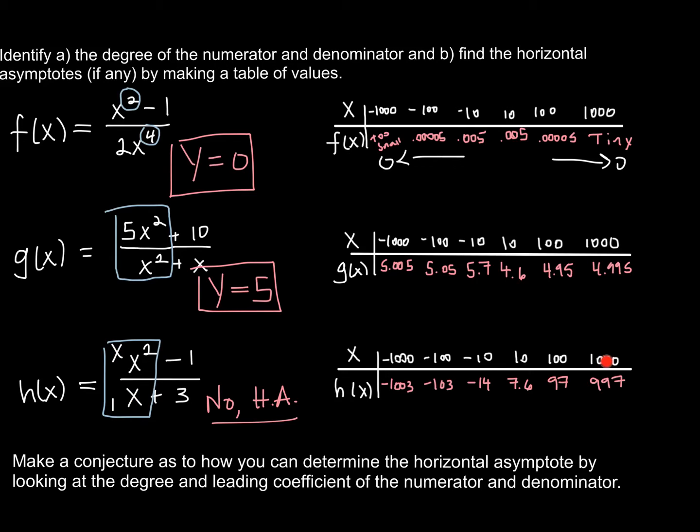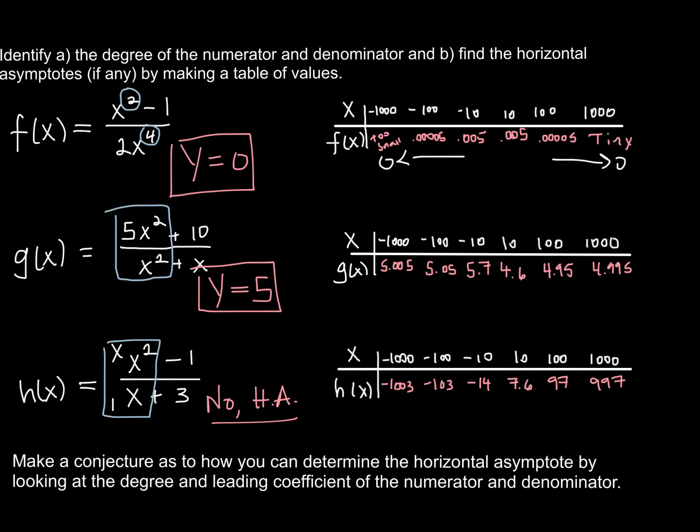And so you'll notice that the x value and the corresponding y value happen to be very similar, because the only difference between them is really these other pieces here, this -1 and 3, which end up mattering very little as I move out to the left or to the right. And so we can see whenever I have a degree in the numerator that's bigger than the degree in the denominator, we're going to have no horizontal asymptote, and that is always going to be the case.